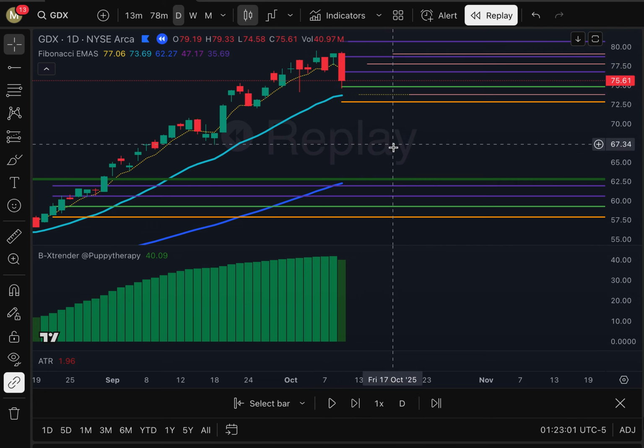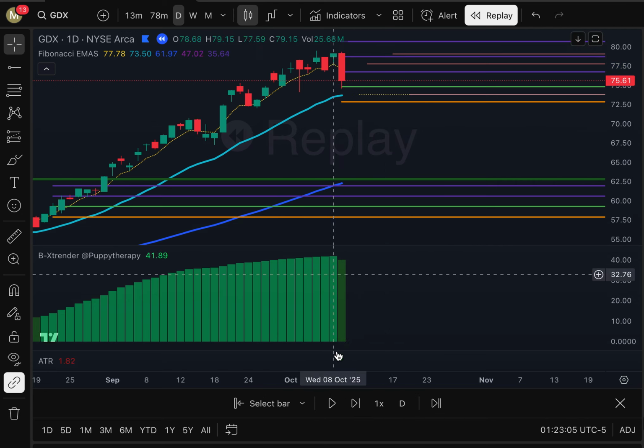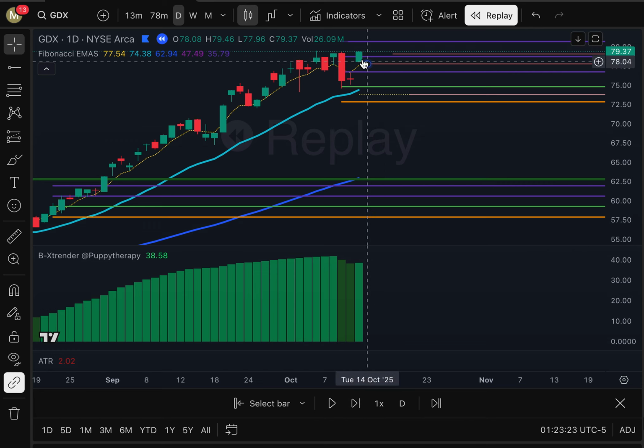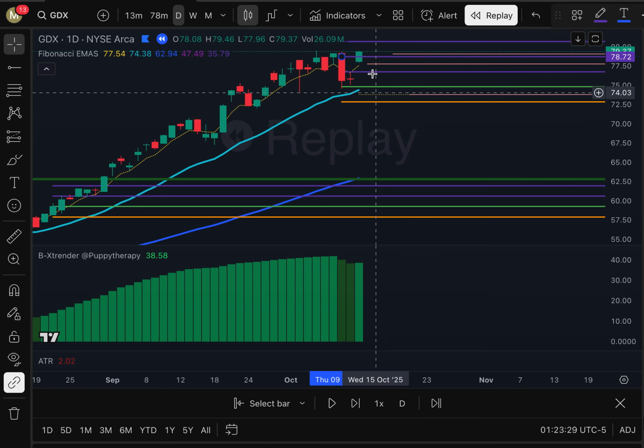So let's look and see what happens. If we play 1 day forward, it just kind of stays about even the next day. Then the next day, it jumps up to my 2 times risk point there that I had at 78.72.